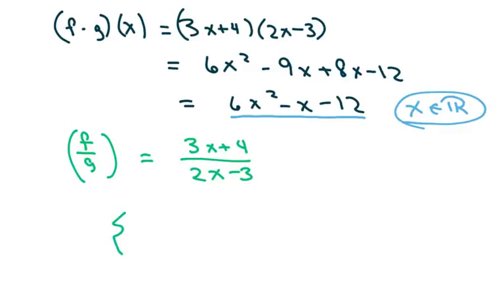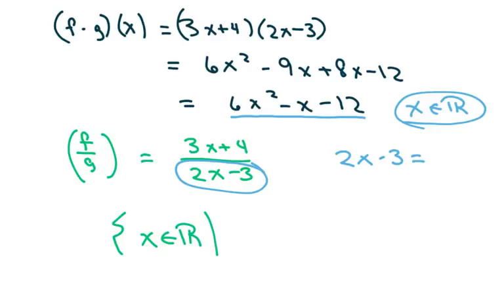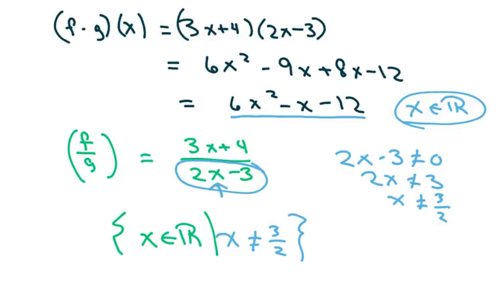Now this one we want to be all real numbers, but it can't be because we can't divide by 0. So set this denominator to 0 to see what would make this 0. So x can't be 3 over 2, because if you put 3 over 2 in here, you'll get 0. And that's your domain.